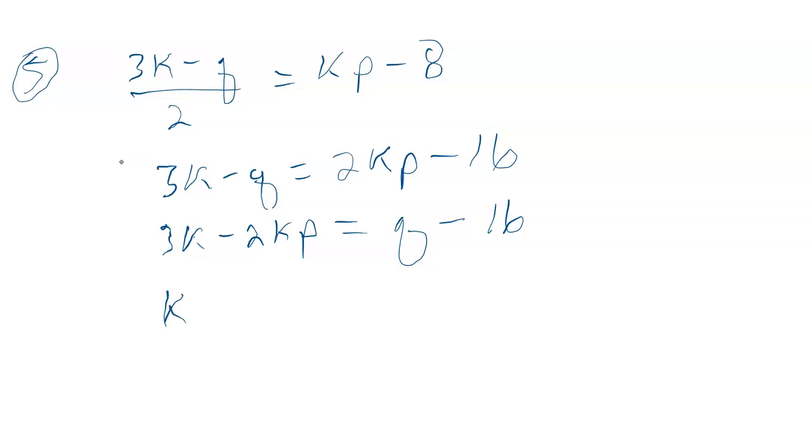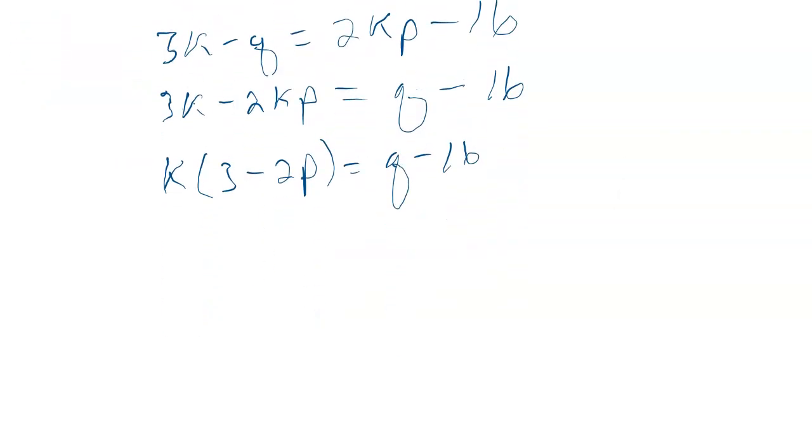So I get k times 3 minus 2p is equal to q minus 16. And then I divide both sides. I say k is equal to q minus 16 over 3 minus 2p. Don't try to simplify. That's a different topic. You know, just kind of solving right now.